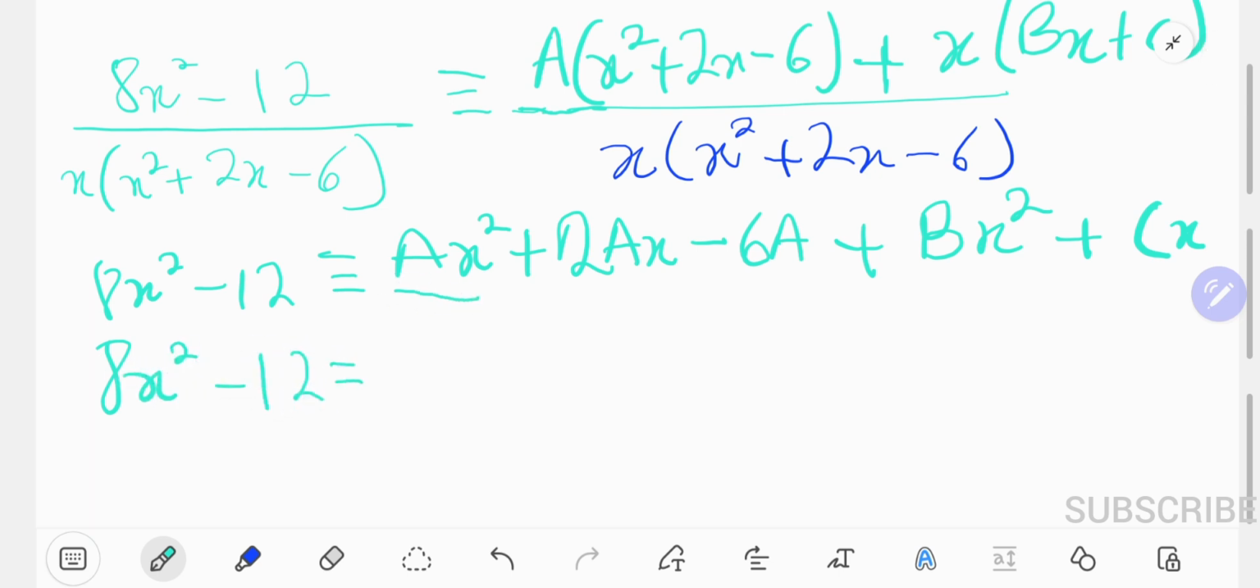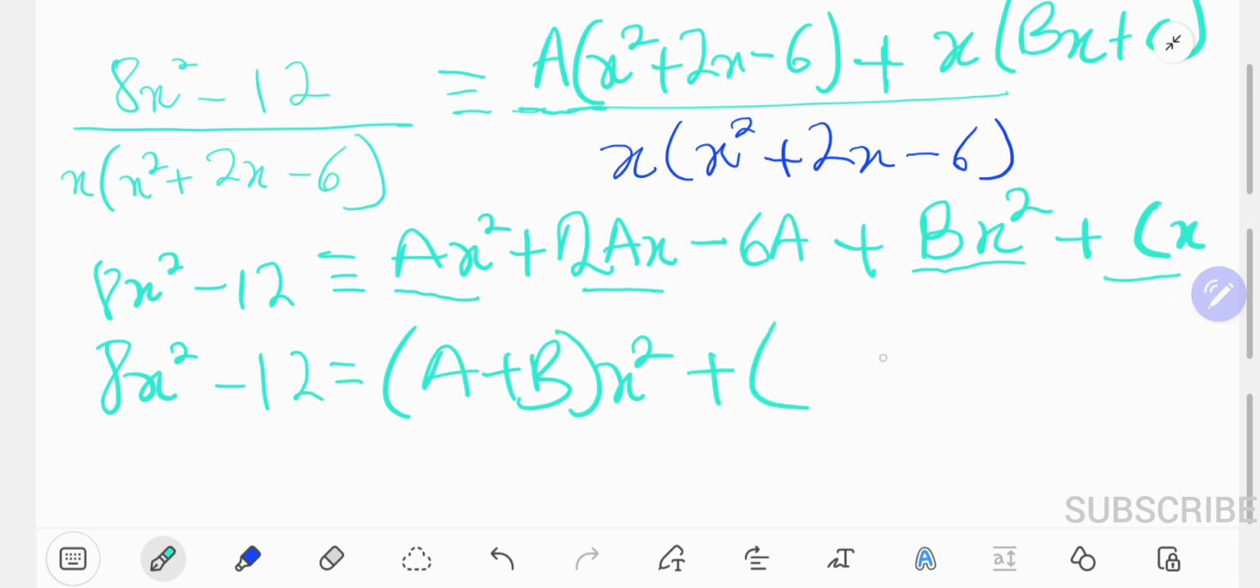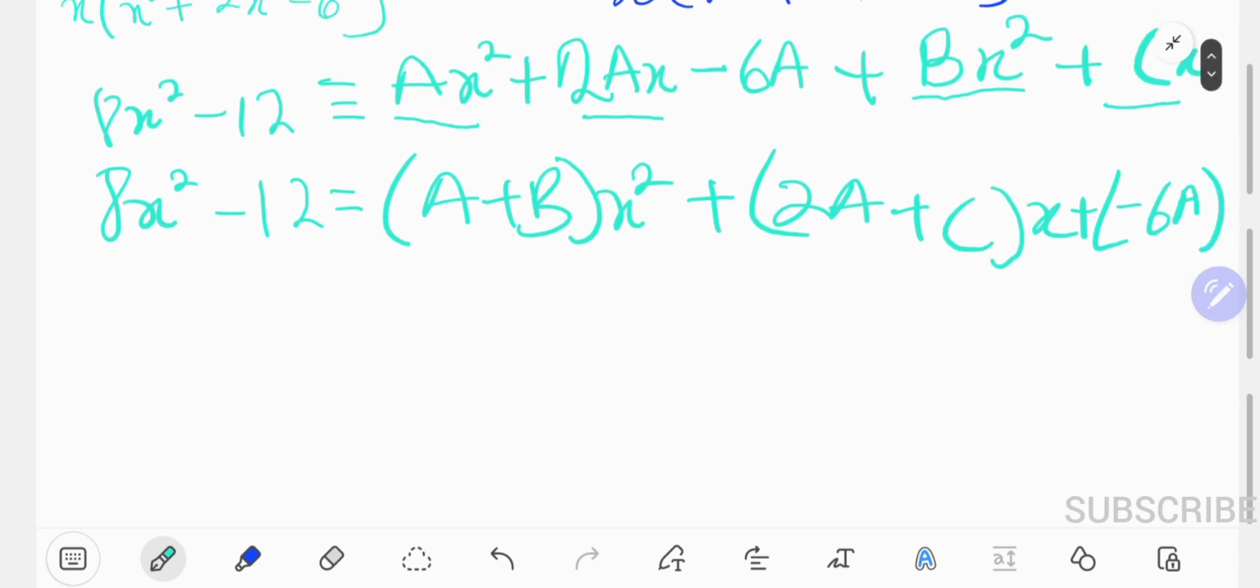Okay, then we group like terms just like how we've been doing it. So this is an x squared, this is a bx squared. Since they are all x squared terms, we can group them in one bracket. Then plus, this is an x term, this is also an x term, so we can also group them. Then plus, we are now left with this last constant term, so that should be minus, or you can just make it plus and then put it in the bracket like this, plus negative 6a. Okay, so at this point we just compare the coefficients on both sides, right?